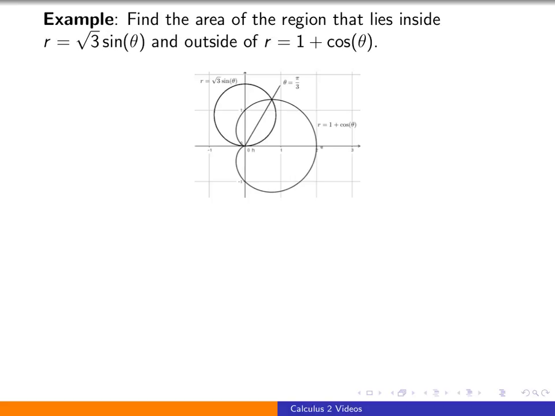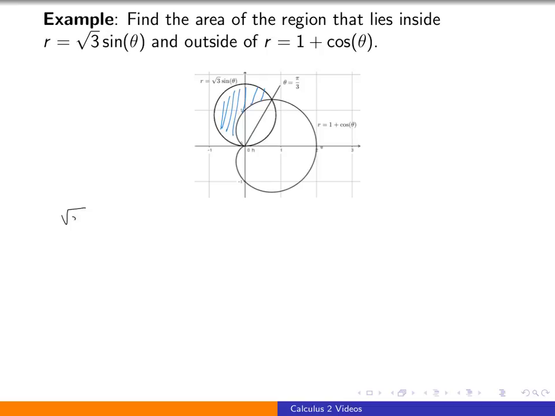over 3. But first, let's indicate the region that we want to find. We want to find the region that lies inside the circle and outside of the cardioid. So inside the circle, but not in the cardioid. So roughly speaking, something that looks like this. So let's find this kind of angle or theta value where they intersect.